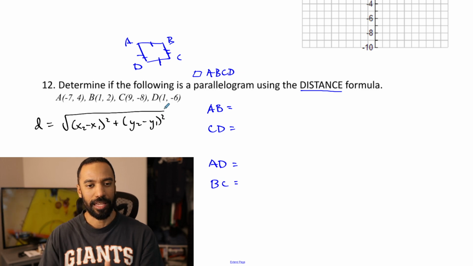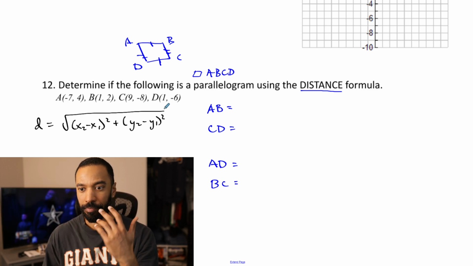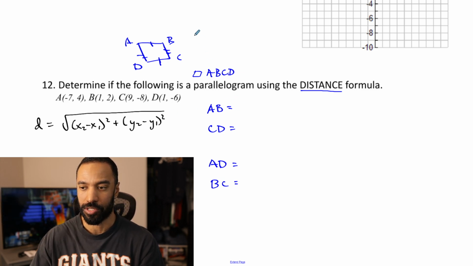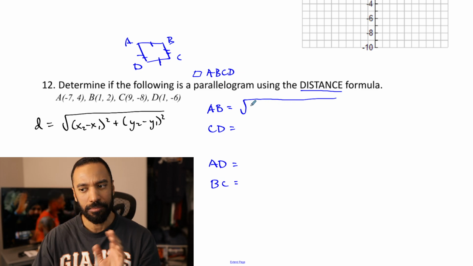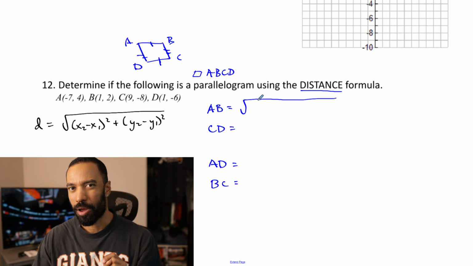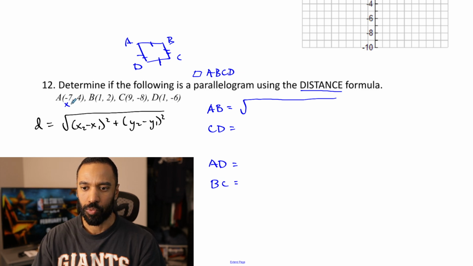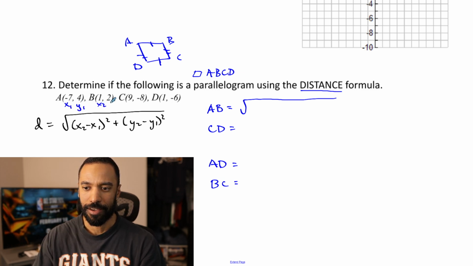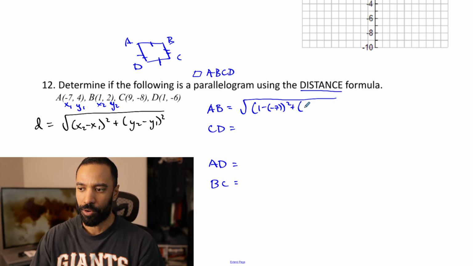If I ever do it with my students, I do more on the graph. I do more Pythagorean theorem, or I could ask you the same questions as this stuff here and make sense of it. So for AB, I'm just going to do it for AB, and then I'll probably go a little faster after this. So if I did x2, x1 like that, I'd do 1 minus negative 7 squared plus 2 minus 4 quantity squared.